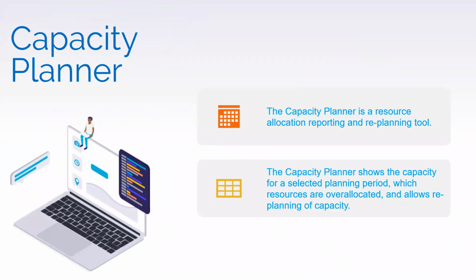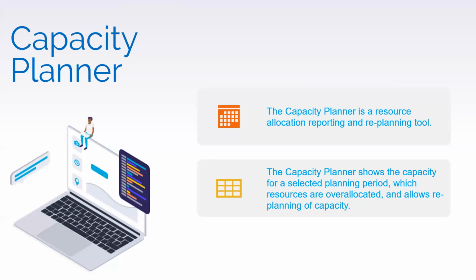Now we're going to jump into the capacity planner and talk about that. Just being mindful of time, so we're just going to keep running ahead. Now the capacity planner is a resource allocation, reporting and replanning tool. So it's a way to manage your resources. The capacity planner shows the capacity for a selected planning period, which resources are over-allocated, or if you require reallocation of the planning and capacity. So if you simply don't have capacity and you're overcommitted, you'll be able to see it here very quickly, so you don't find out last minute.